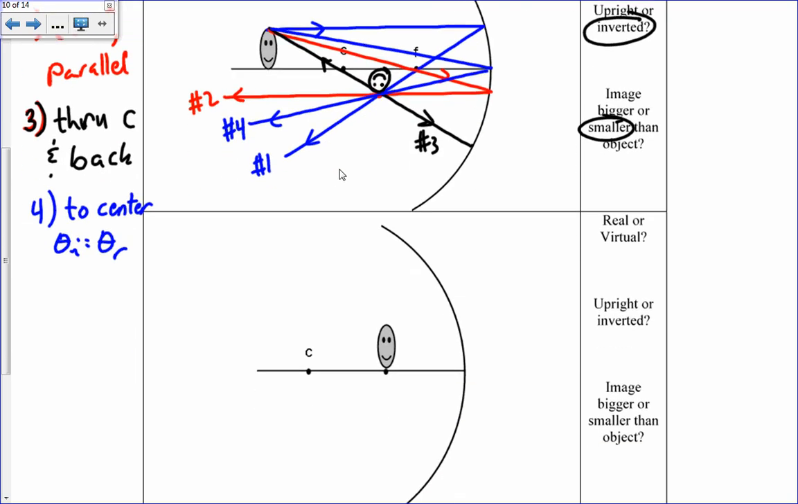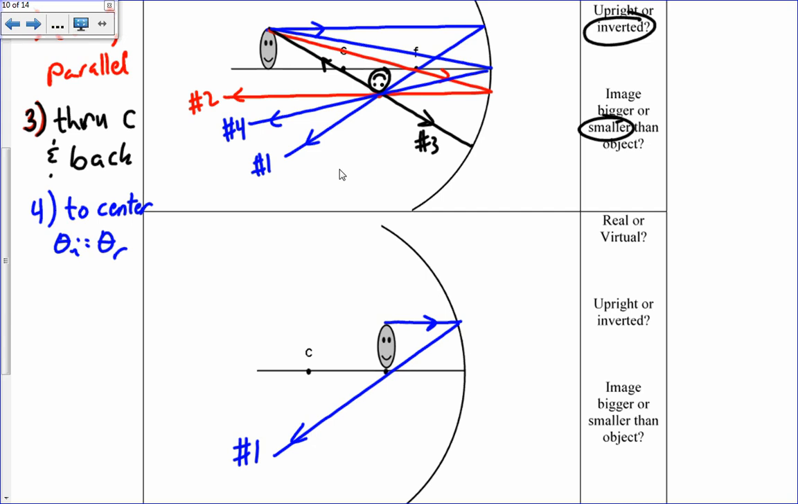All right, I'm just going to be able to draw a couple for this one. Let's do parallel to the axis and through the focal point. This is when the object is at the focal point. If you recall from the homework problems, something funny happens here. That is that there's no image at all. That's number 1.